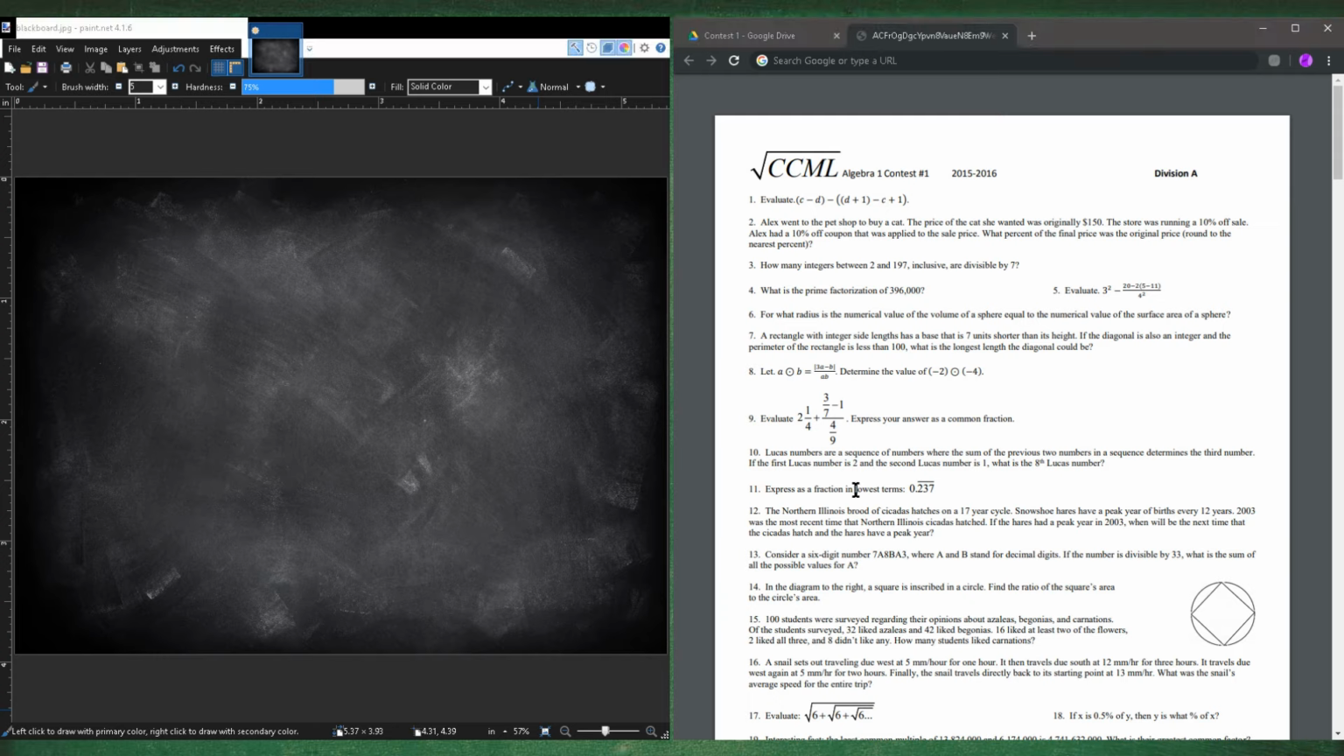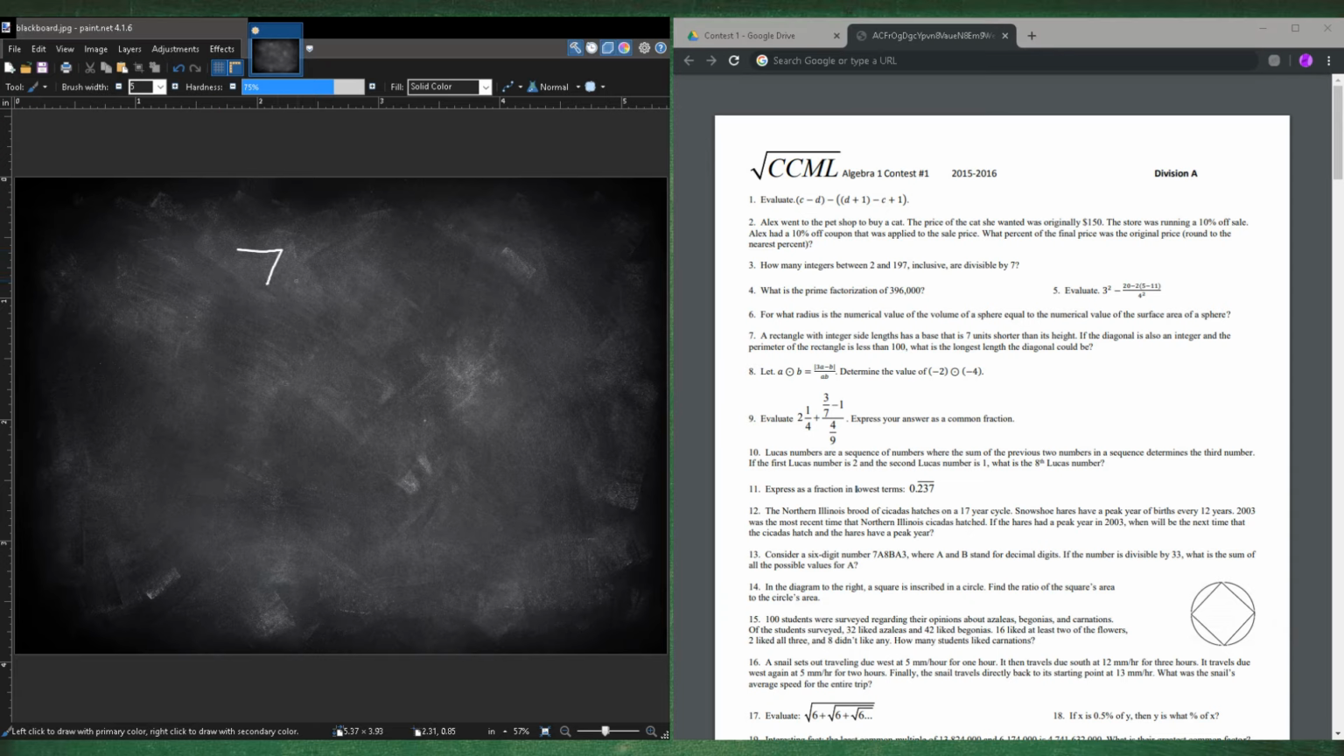Question 3. How many integers between 2 and 197 inclusively are divisible by 7? Every seventh number is divisible by 7: 7, 14, 21, 28. So you just need to find how many multiples of 7 are less than or equal to 197, because 197 might be divisible by 7.